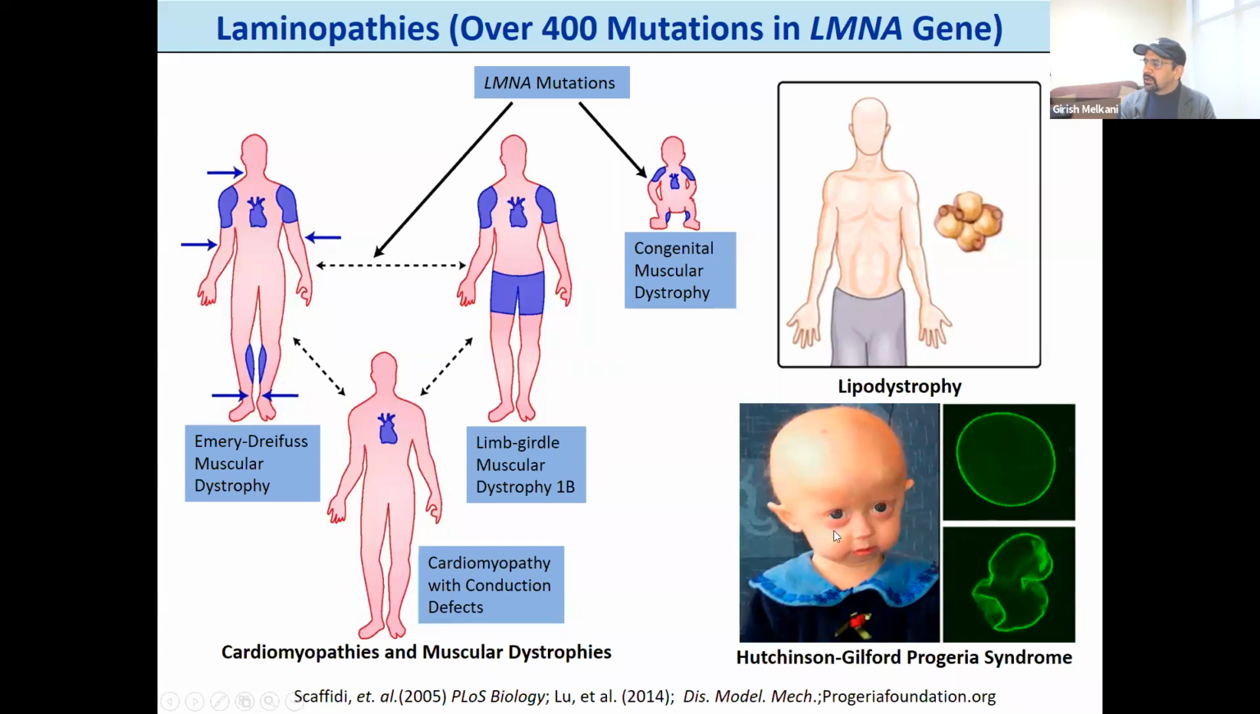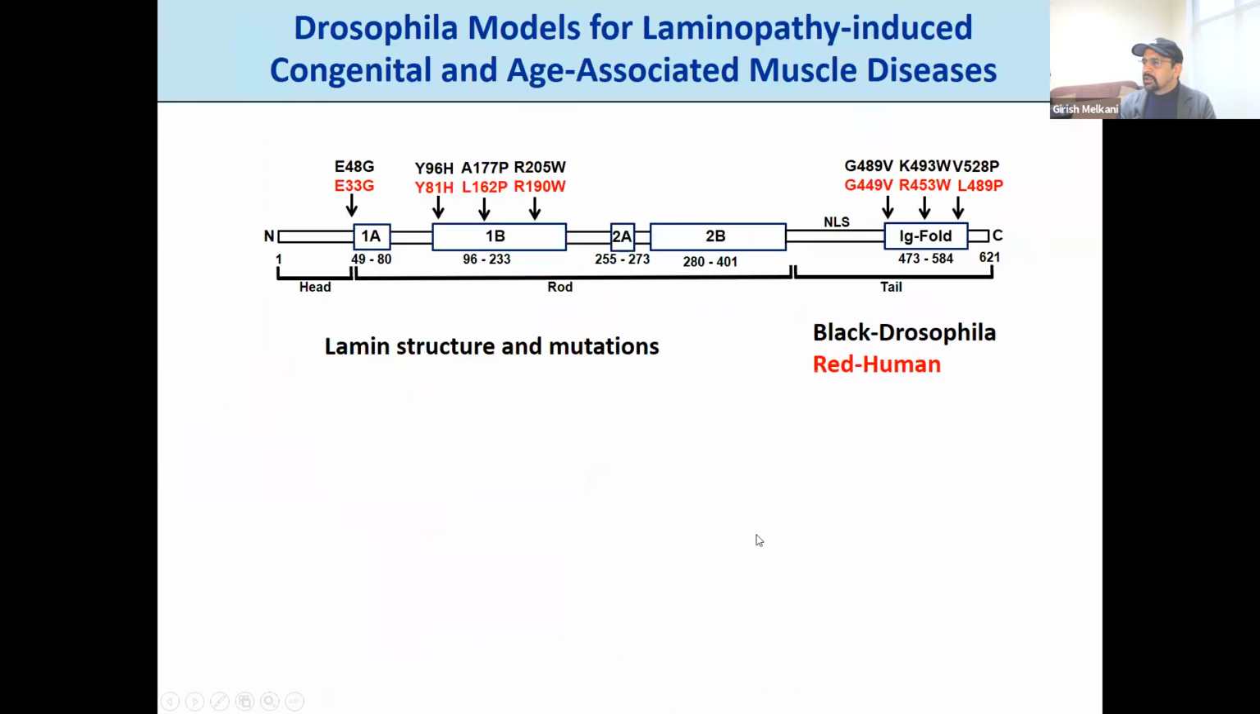And the last but not least is this very rare and fatal one. It's called progeria. So these kids cannot go beyond their teenage years. And what happens when you mutate that is the nucleus collapses. Okay. So what we did is we made some mutations in the fly model.